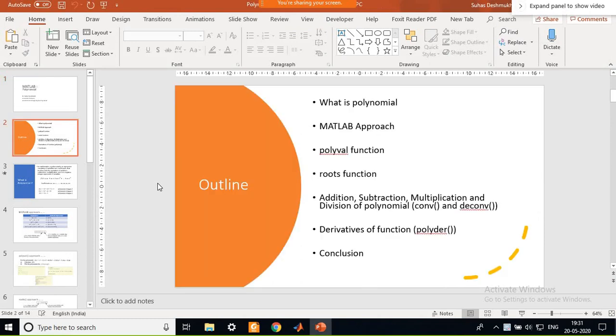So the outline is like this. What is a polynomial? What is the way we need to look into it in MATLAB? And what does the polyval function do? How to determine the roots of this polynomial? How to do the addition, subtraction, multiplication, division of polynomials? There are certain formulas for it, or functions already inbuilt into MATLAB. Then derivatives of the function, and then we'll have a conclusion.